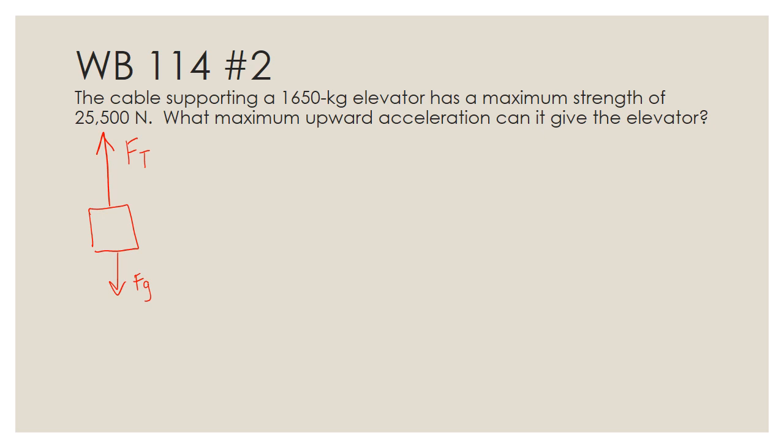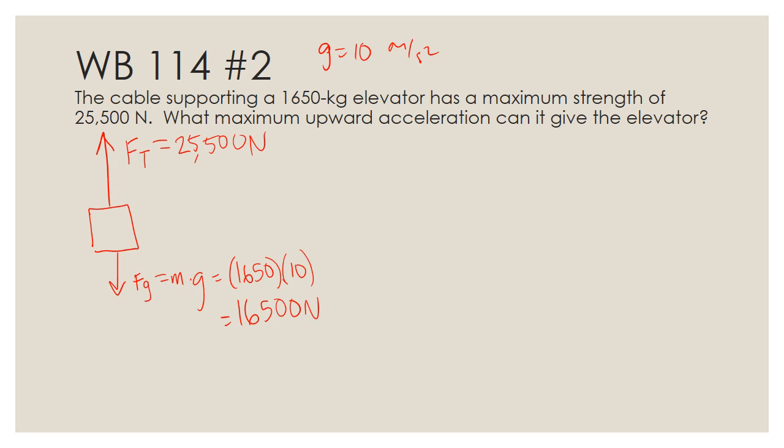So we can start taking a look at what we know here, our force of tension. The maximum threshold value that we're looking at is 25,500 newtons. Our force of gravity is mg, and we know the mass is 1650 kilograms. And I'm feeling like using 10 today. So I'm going to use g equals 10 on this one. So that gives me 16,500 newtons for my downward force.